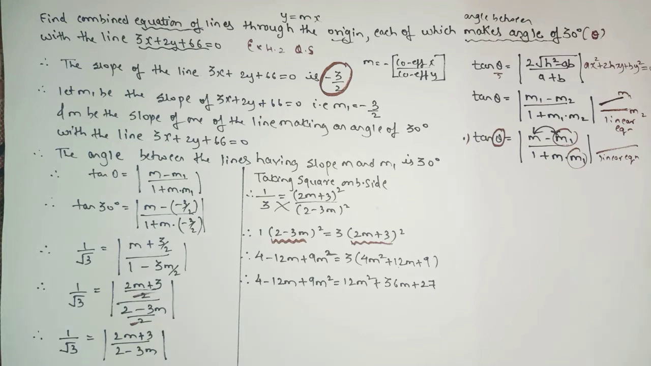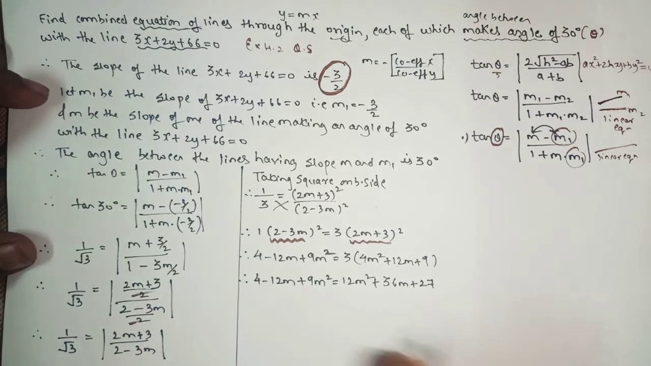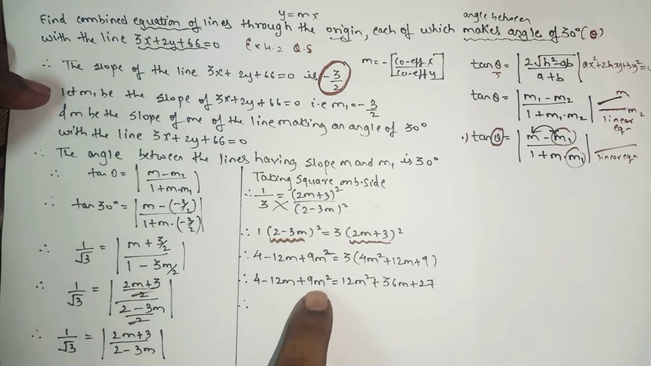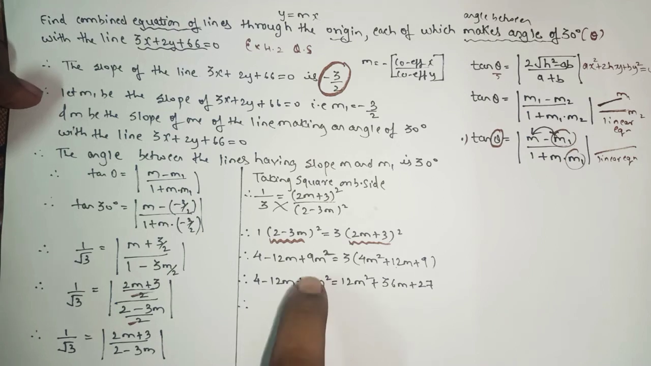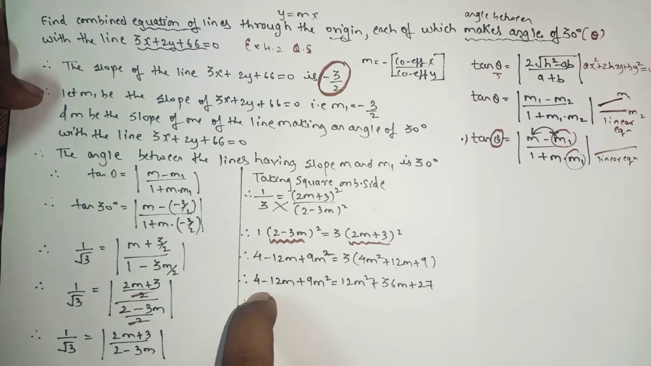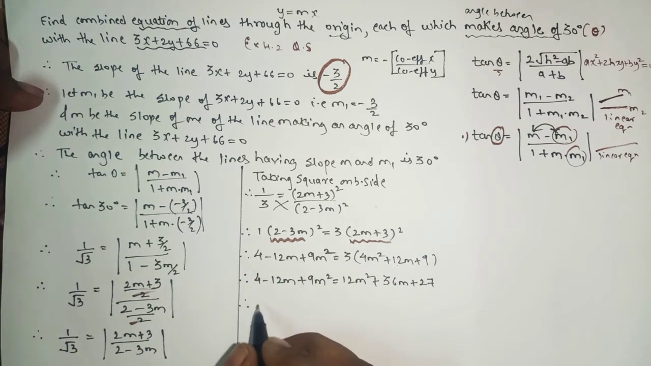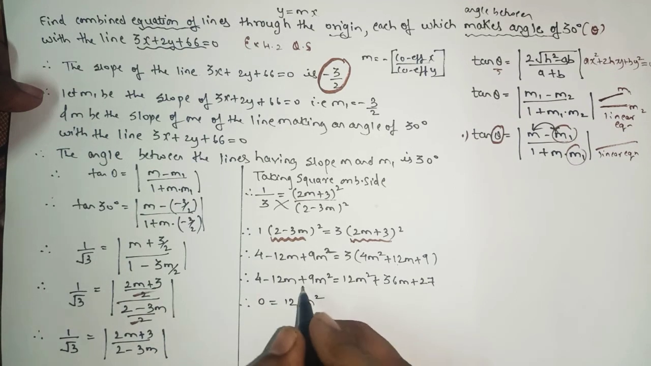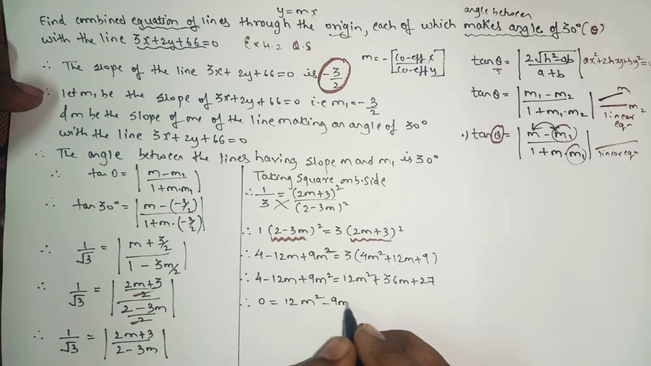So now we'll arrange the equation and see to it that the coefficient of m square should be positive. Here we have 9m square and here we have 12. If we shift the 12 to the left hand side, we will get a minus sign. So instead, we'll shift all the terms to that side. So 12m square goes that side, so minus 9m square.